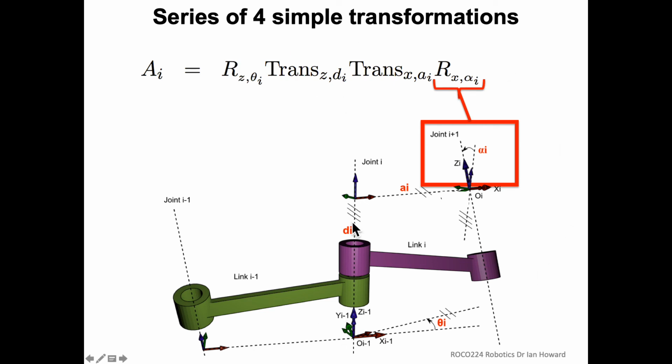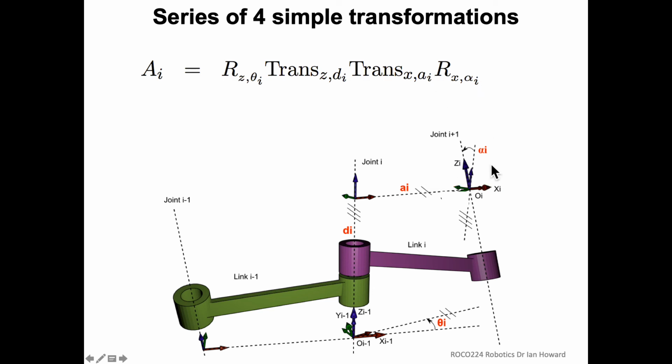So if we want to get from this frame at joint i to the next one, joint i plus 1, the first thing we need to account for is the fact we've got this alpha. This thing is twisted round. So we need to rotate around x by alpha, and that accounts for this alignment of the z-axes.